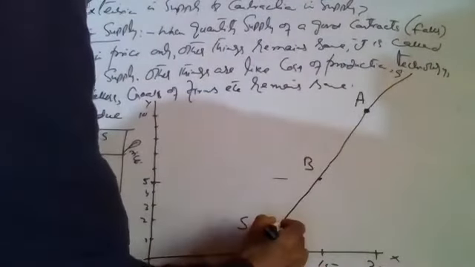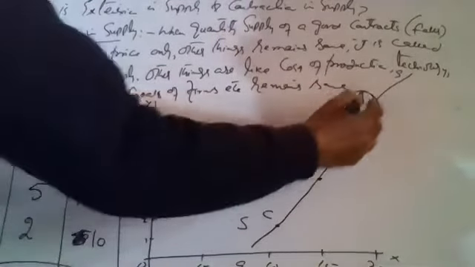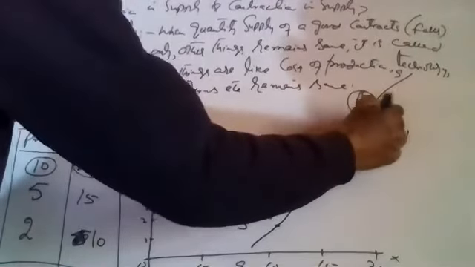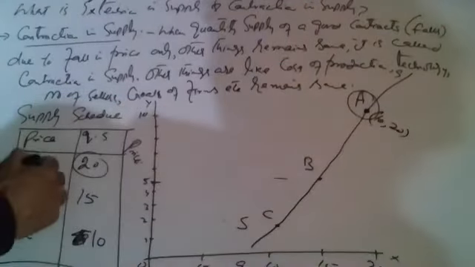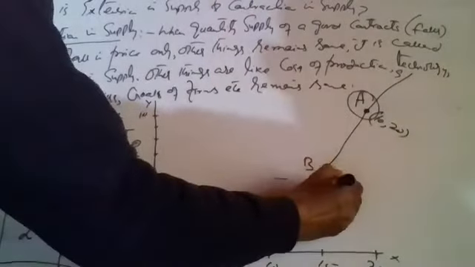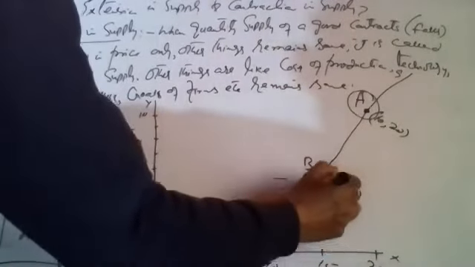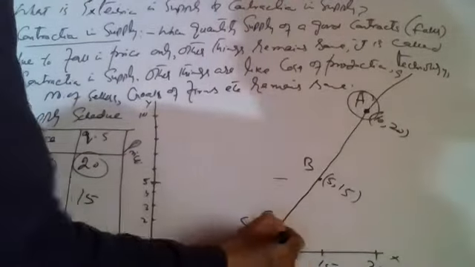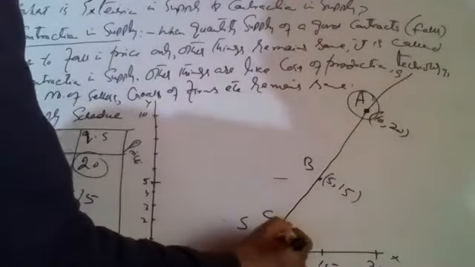SS is our supply curve. So we were at point A when price was 10 and quantity supply was 20. The price falls from 10 to 5 and quantity supply falls from 20 to 15. Again, the price falls to 2 and quantity supply to 10.